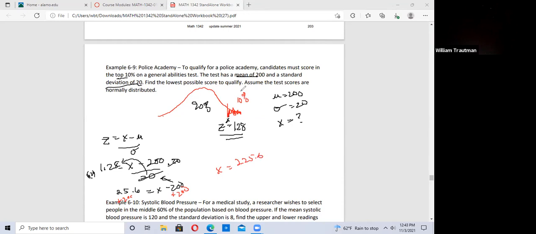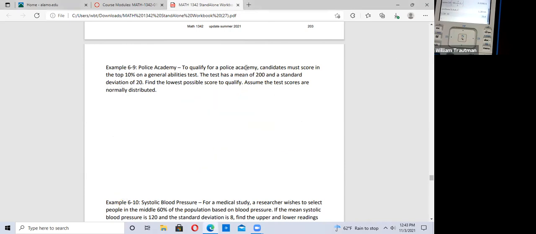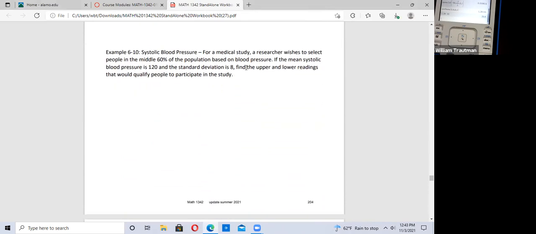So what is the lowest score? This is a Z of 1.28. It also corresponds to an X value of 225.6. So the lowest score to qualify in the top 10% was 225.6. I mean, that's a little work to do, and you can't really do any shortcut around that, I don't believe, on your calculator. So let's do the next one. These word problems get a little tricky. Here's the next one.